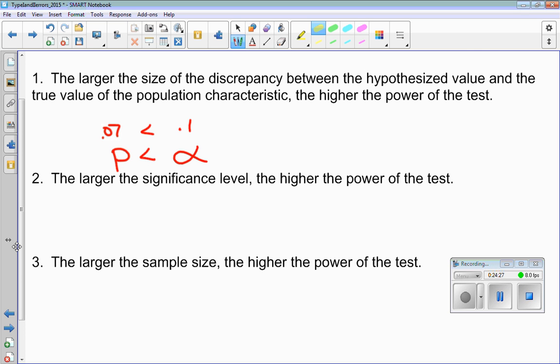We want it to be big enough, but not too big. It can't be more than 10%. That doesn't make it valid. Okay, so these are three things that could increase the power. You will see that on your test as well. Looks like a multiple choice question, doesn't it? Which one would not increase the power? Okay.